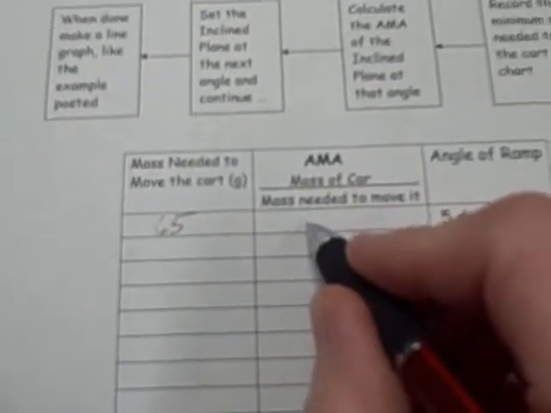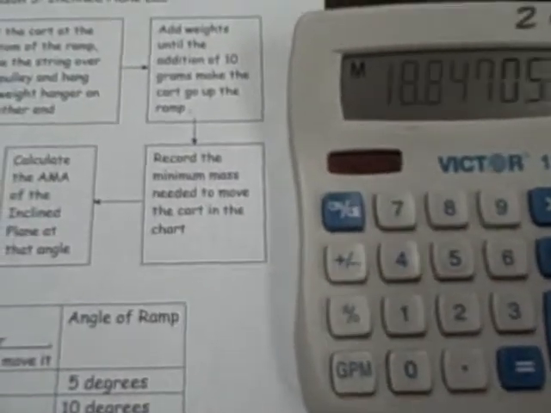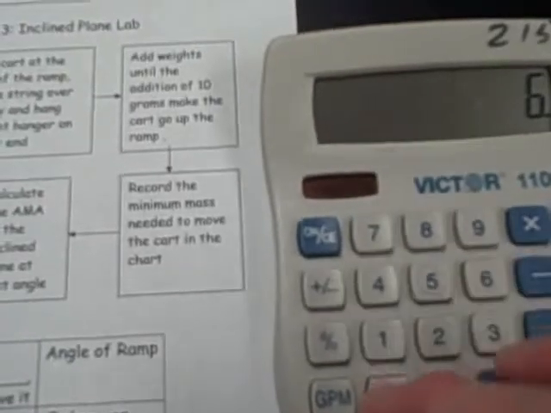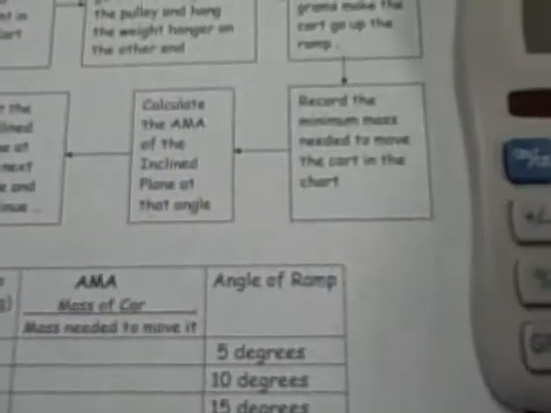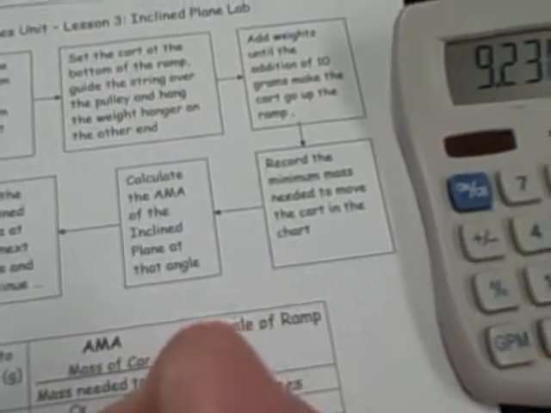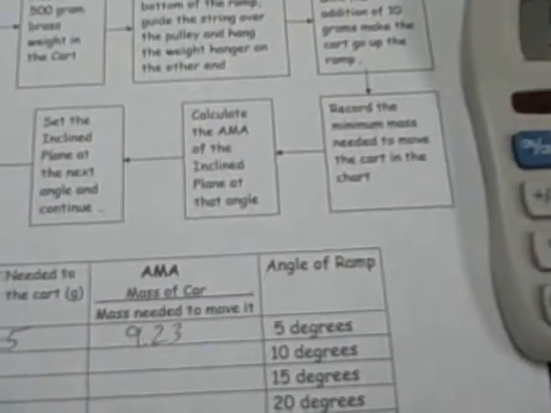Now to calculate the actual mechanical advantage, you take the mass of the car, which is always going to be 600, and we divide it by the mass needed to move it. That'd be 65, and the mechanical advantage in this case equals 9.23. Again, just take your calculations out to 2 decimal points.